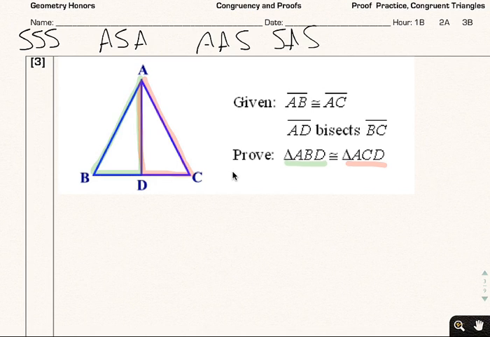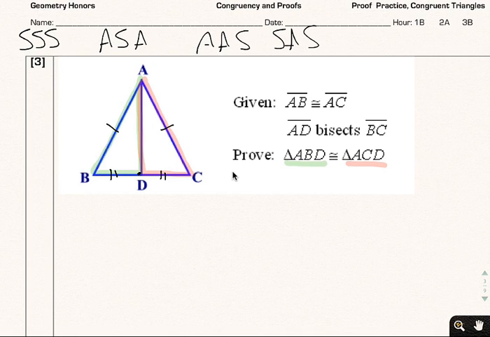So if we know we've got to meet one of these conditions, let's examine our givens and decide what we've been given to actually prove it. Well, immediately I see that we've been given some side lengths. AB is congruent to AC. So AB, boom, AC, boom. And then we have AD bisecting BC. AD bisecting BC means that D has got to be the bisector. By definition of bisection, that means these sides have to be the same.